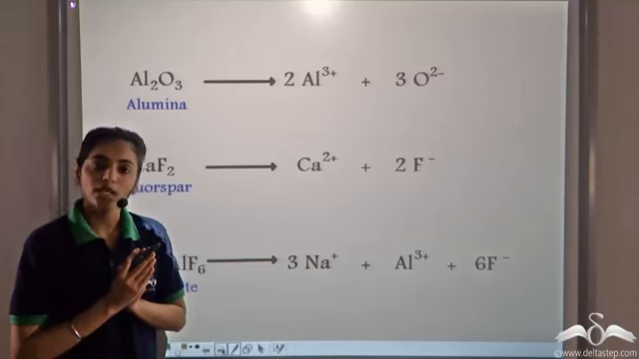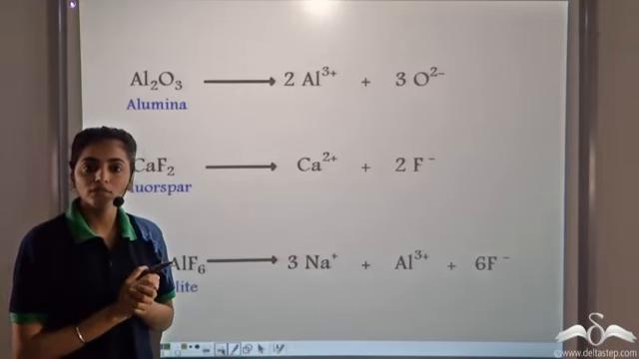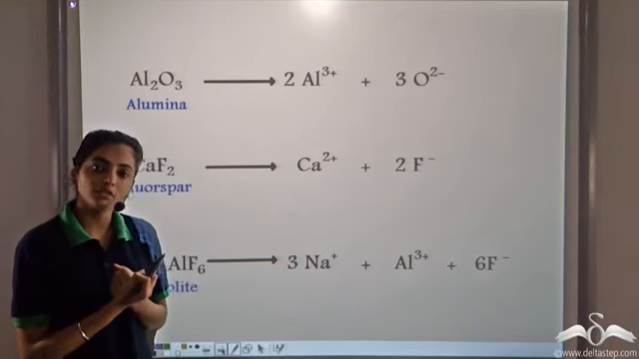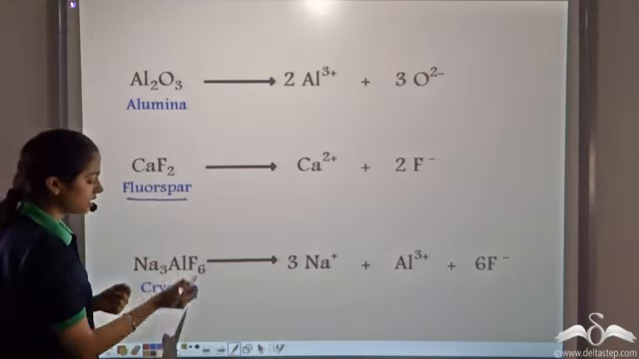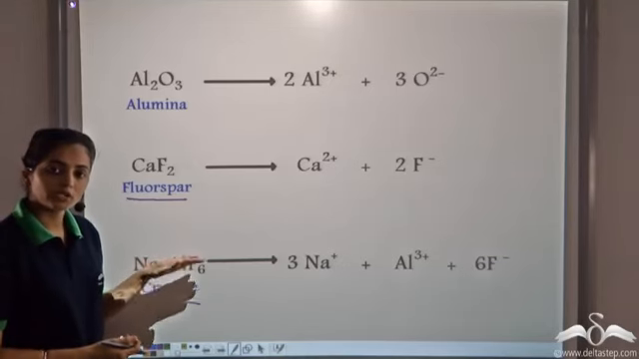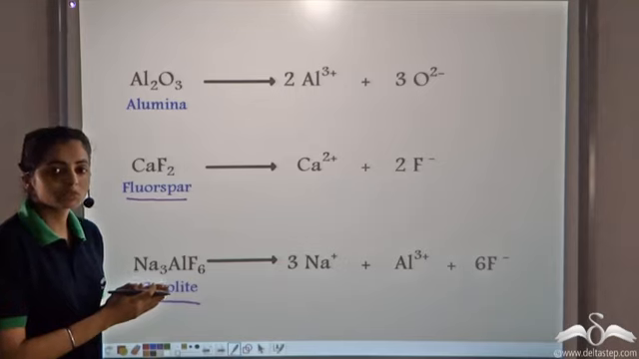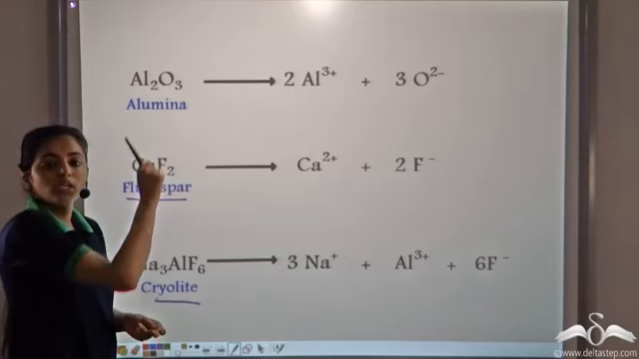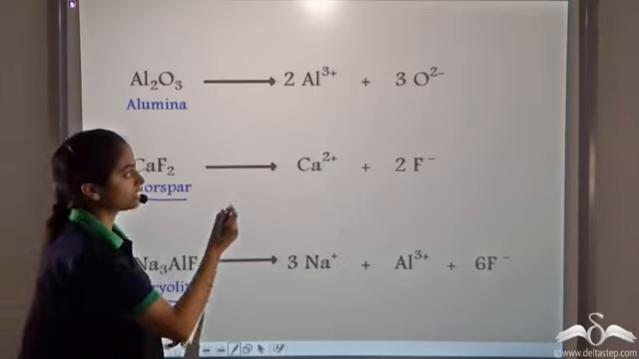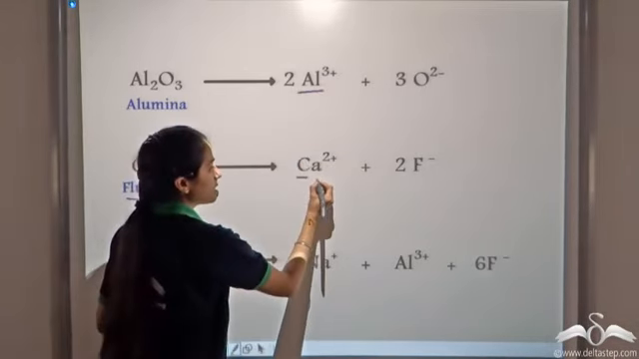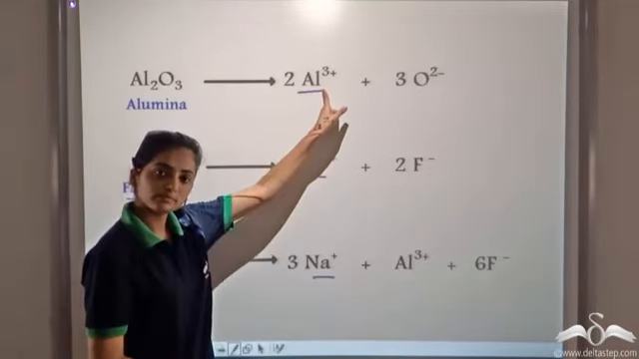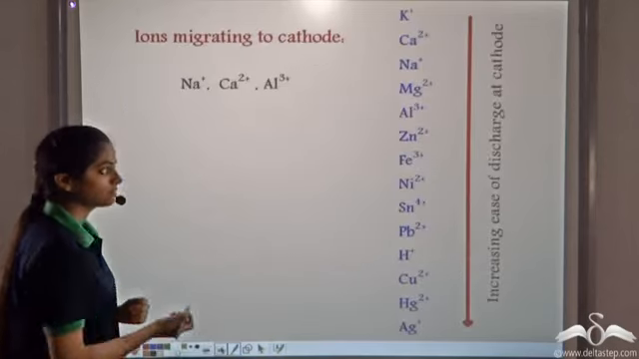We have to extract aluminium. We used alumina. Now we have to carry out the electrolysis of alumina in order to extract aluminium. So why did we use these two other electrolytes? We'll see why we use these two other electrolytes. But right now, electrolysis was carried out by using these three electrolytes. So now in the electrolytic solution, there are three positive ions, Al3+, Ca2+, and Na+. Again, there is Al3+. So there are three cations.